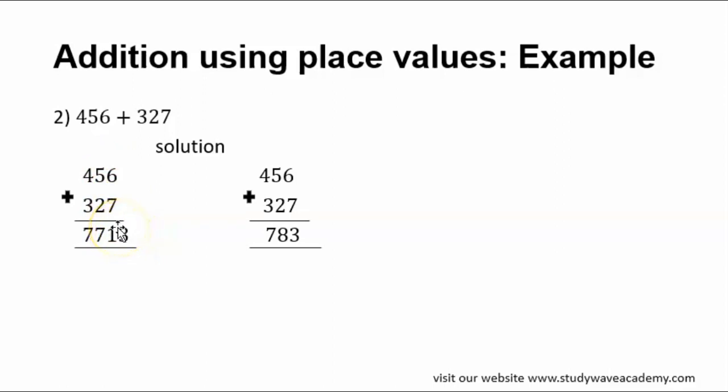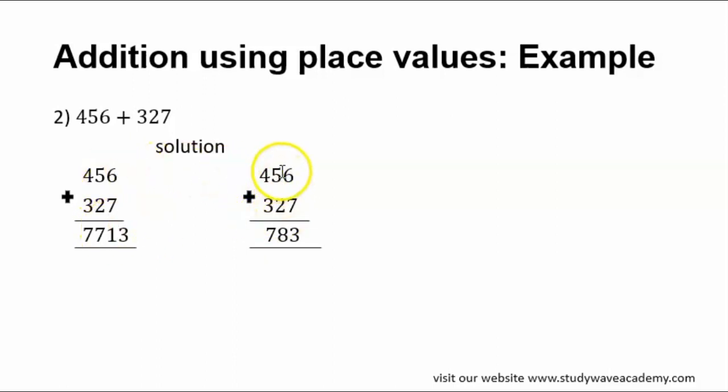We don't write 13 this way, right? We write 3 and carry over 1. Remember, that is what we do. We write 3 and carry over 1. We can't write 13 this way. And 5 plus 2 is going to give us 7. 5 plus 2 will give us 7.